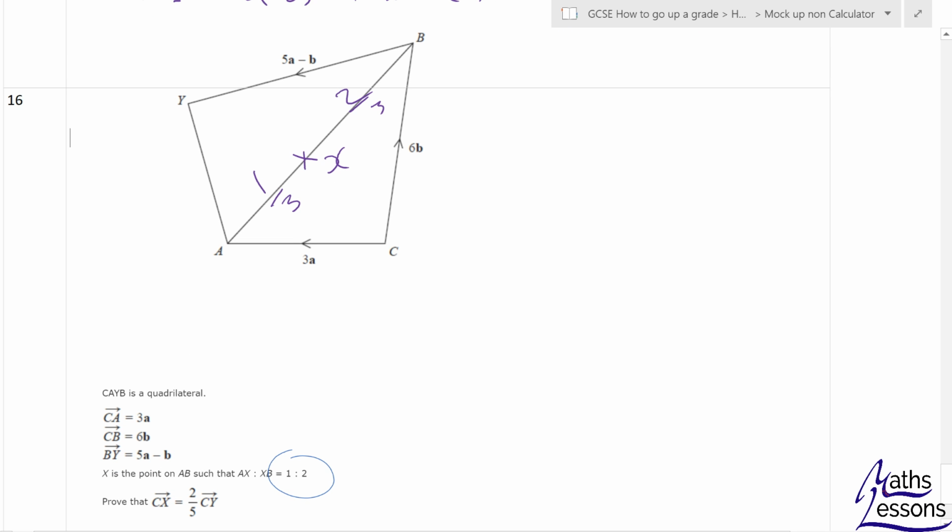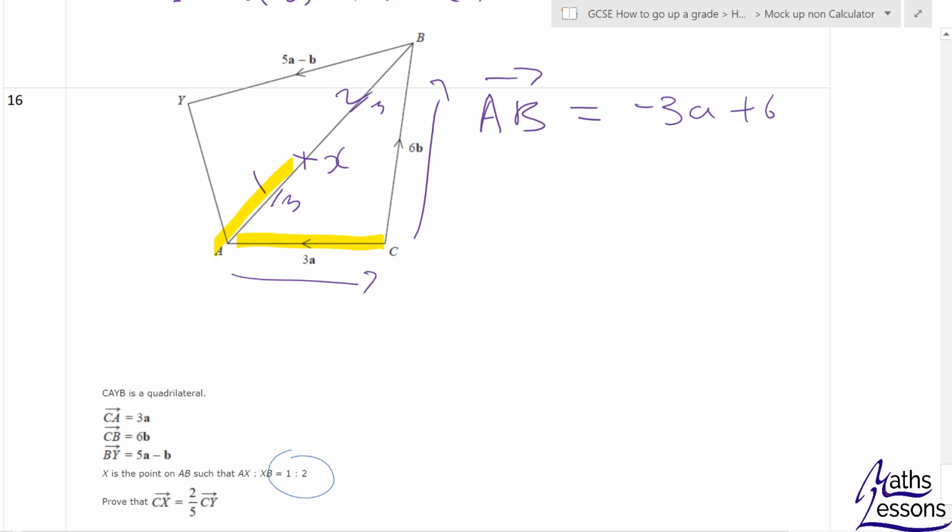Now I'm going to find CX, and to get from C to X, I'm going to go via this route, from C to A to X. To find out what AX is, I need to find AB first, because I know that AX is equal to 1/3 of AB. AB is going to be going that way and then that way, so it's minus 3A plus 6B. You should underline the vectors A and B because you can't write in bold. So if AB equals that, then AX will equal 1/3 of that. 1/3 of minus 3A is minus A, and 1/3 of 6B is 2B.